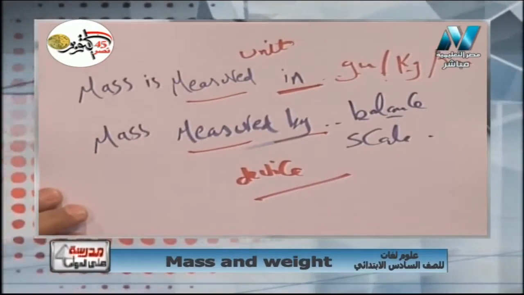So now again, we have covered the definition of mass and weight. Also we have covered the measuring unit, and lastly we have covered the measuring device. So now how can we make a comparison in more detail between mass and weight?